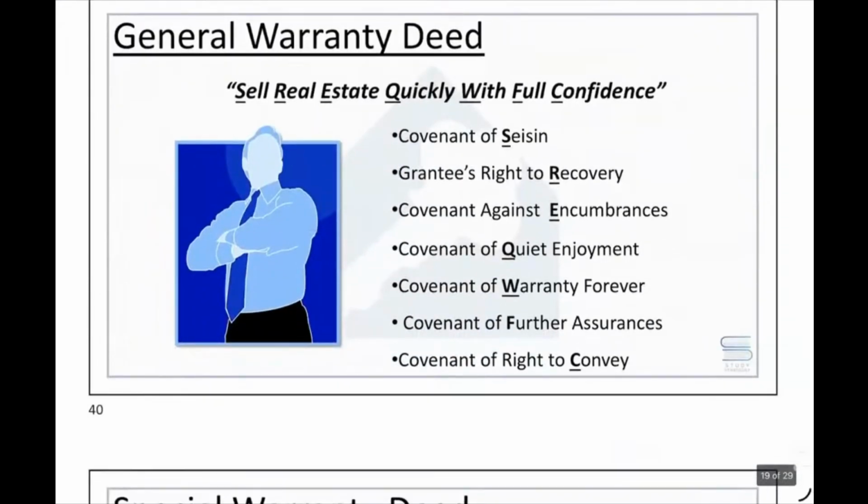And if you wanted a good way to remember all of those: sell real estate quickly with full confidence. I'll be honest, they don't ask about this one a whole lot like they do the last one, the elements of a deed, but you still should be aware of it.